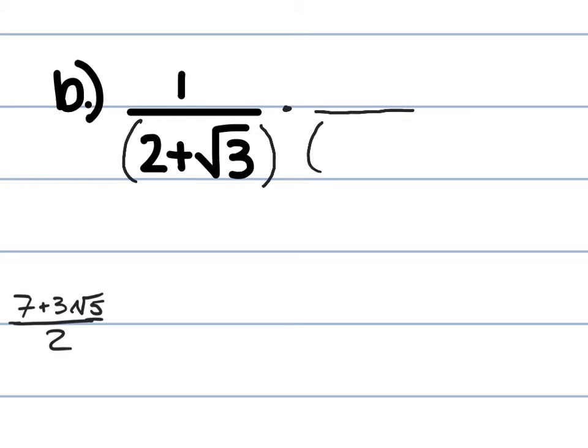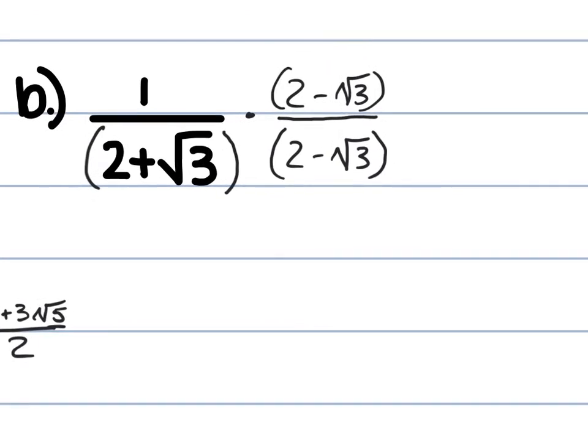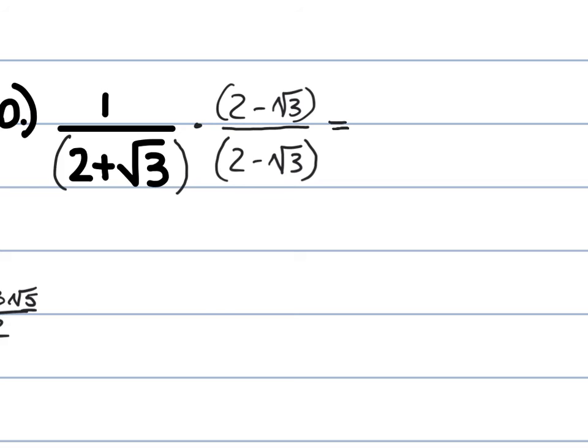But what is the conjugate? 2 minus square root of 3. And I do the same thing on top, 2 minus the square root of 3. Now, what's great is look at the top. Look how easy the top is. What does the top end up being?